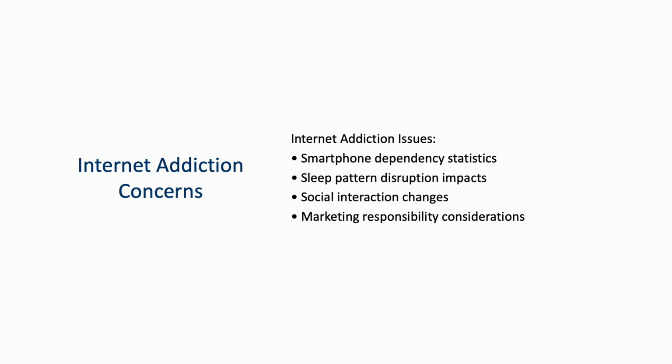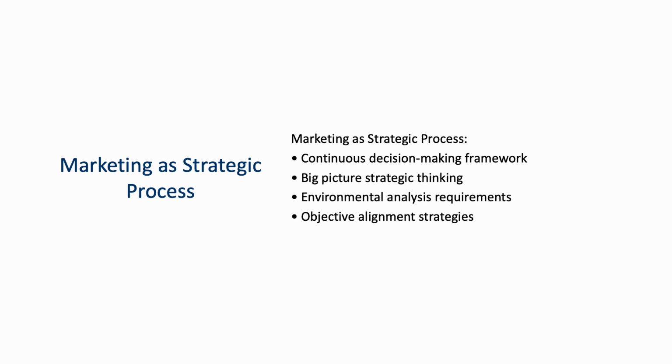Marketing represents a continuous strategic decision-making process rather than a series of isolated tactical activities. This process-oriented view recognizes that effective marketing requires systematic analysis, planning, implementation, and control activities that work together to achieve organizational objectives. Market planning requires marketing managers to think strategically about the big picture, considering long-term implications of current decisions and anticipating future market developments.